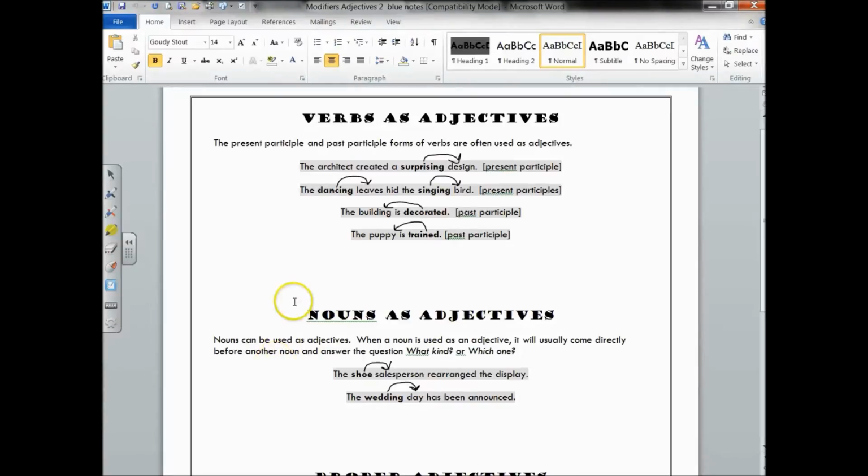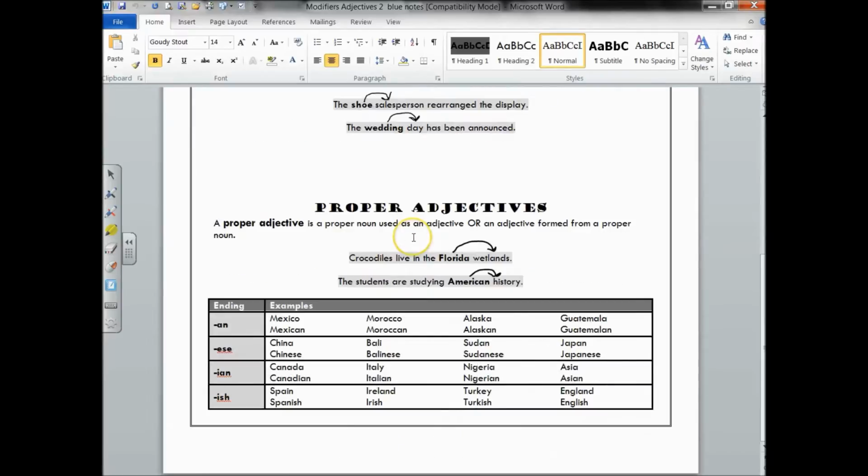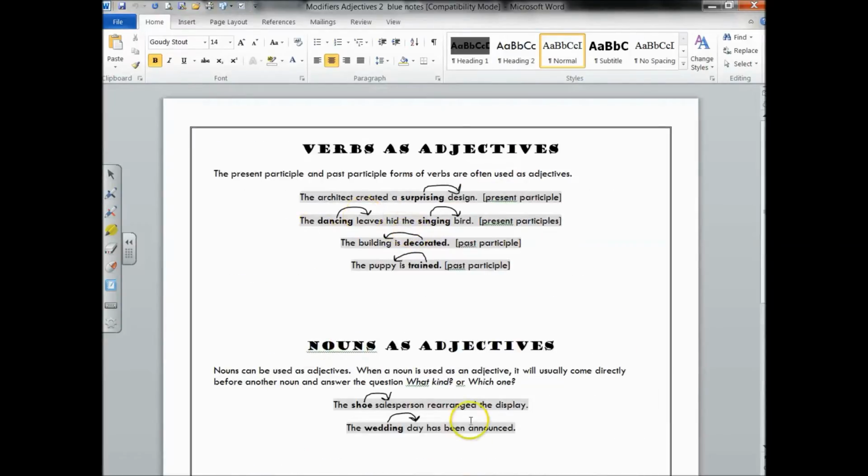This is our second lecture on adjectives. And in this lecture, we're just going to focus on understanding that words that we would typically think are one part of speech, such as verbs or nouns or pronouns, can also be used as adjectives. So you have to pay attention in the sentence as to how a word is being used.